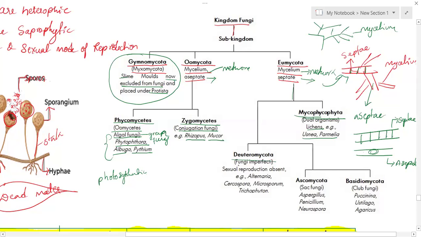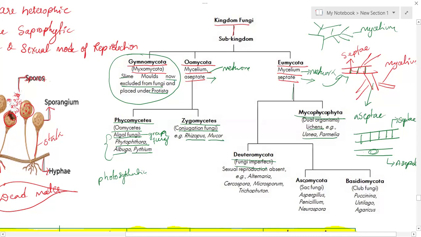Deuteromycetes we also call fungi imperfecti, or imperfect fungi. Okay, this is very important, especially asked many times in the exam. Deuteromycota are the fungi we call imperfect fungi. They are not perfect fungi: they do not have perfect mycelia, or are not septate properly, or the branching is not proper, or the sexual mode of reproduction is absent. Because of these features we call this Deuteromycota. All the organisms in the Deuteromycota are called fungi imperfecti.